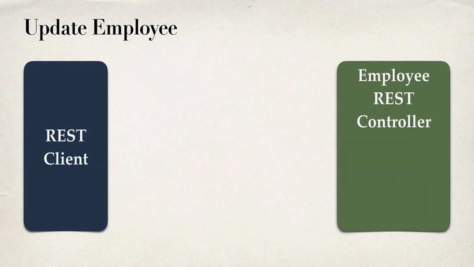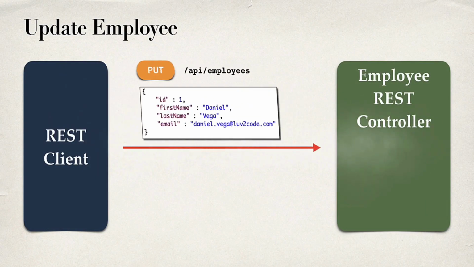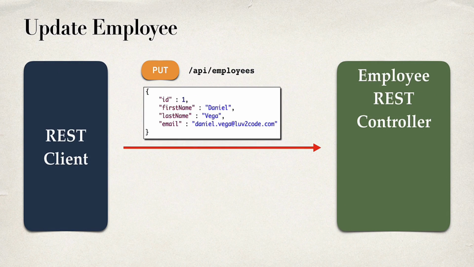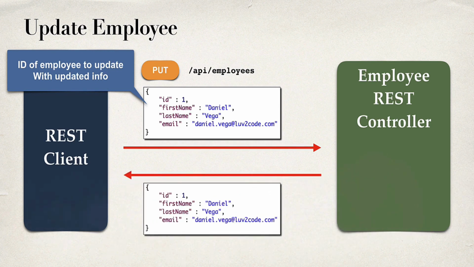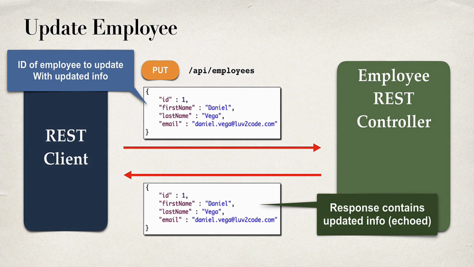Okay, to update an employee, we'll send over a put request for /api/employees, and in the body we'll have JSON, and this will actually have the ID of the employee to update with the updated information for that employee. So then our controller will send back the actual response here, and this response is basically just the updated information, and we simply echo back to the REST client.